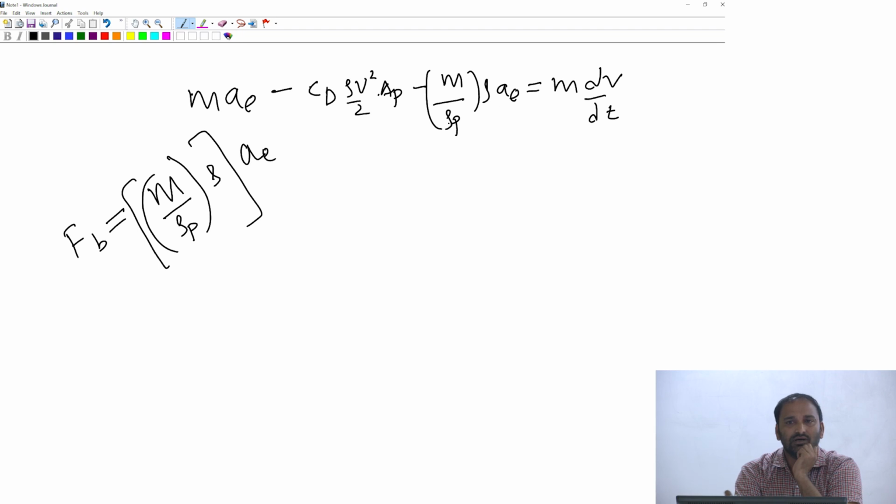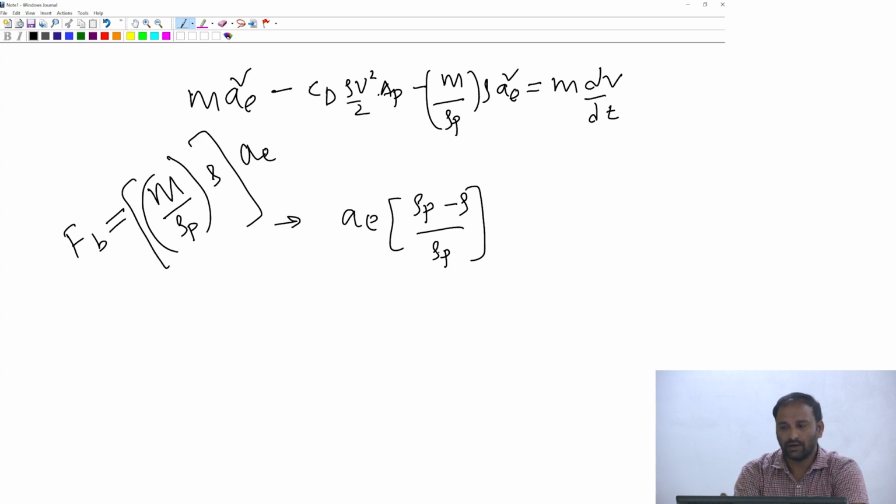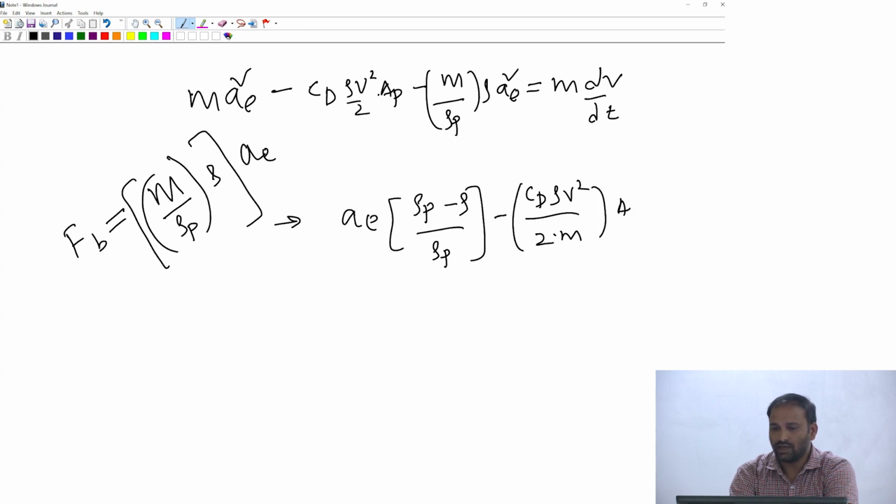So I can do a little bit of rearrangement. Therefore, I can write this as Ae, that's here, as well as here, times (rho p minus rho) divided by rho p, minus CD times rho v square by 2 times m. I'm just dividing everything by m, and that into AP is going to be your dv by dt.